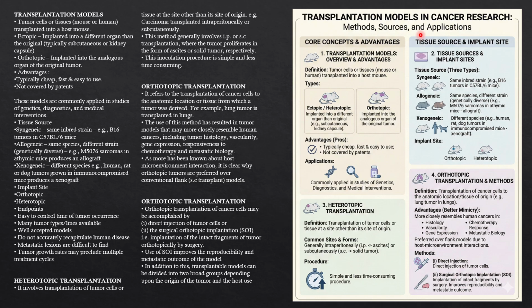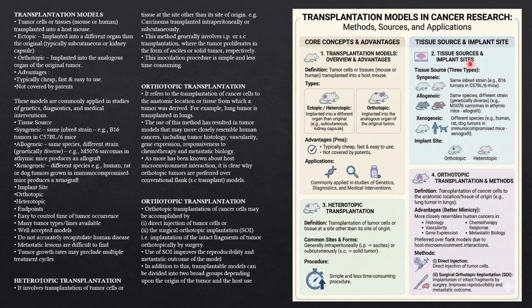So the transplantation models in cancer research have different methods, sources, and applications. The core concepts and advantages are that tumor cells or tissues are transplanted into the host mouse, and they can be of different types like ectopic, heterotopic, or orthotopic. And the advantages are that they are typically cheaper and faster to use and not covered by patents. The application is commonly in the studies of genetics and diagnostics.